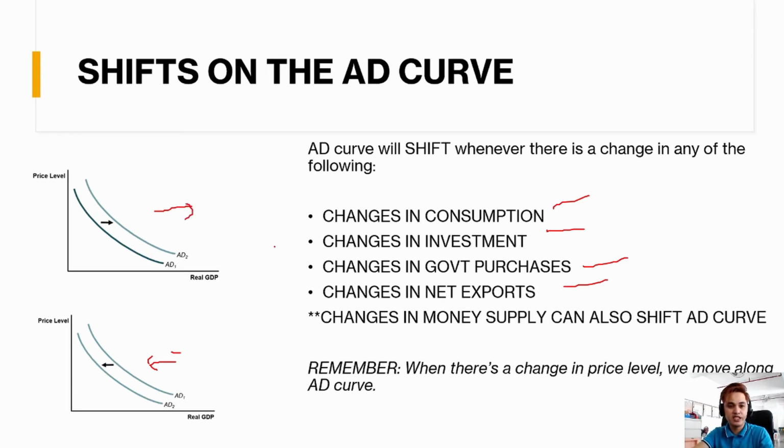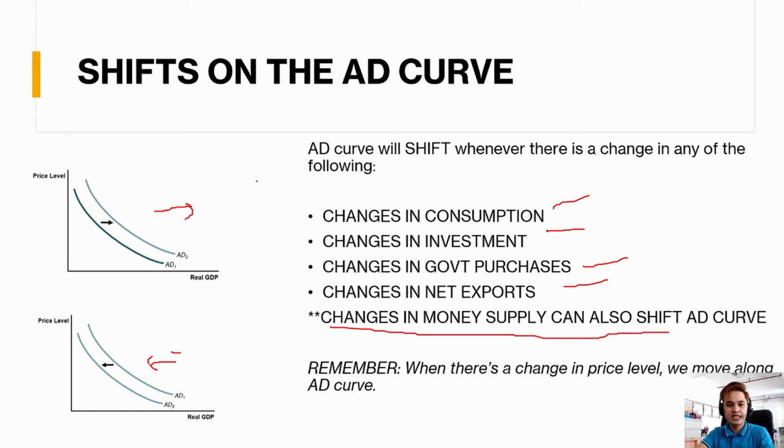So these are the changes. And also money supply can help shift our AD curve. So if, let's say, the central bank puts more money into circulation, meaning there's a lot of money to spend, the purchasing power of the people will increase and then it will shift our AD curve to the right, and in reverse it will shift to the left.